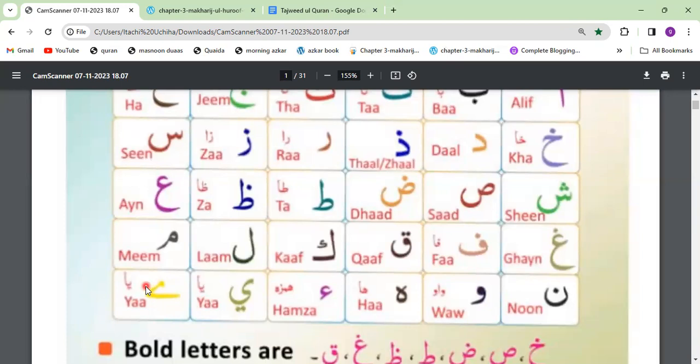If anyone is having any confusion, you can ask, and then we will be discussing the heavier letters once, and then the whistling letters again, and then the normal letters, so that we can make the difference for our kids as well. Anyone having any confusion or any question?